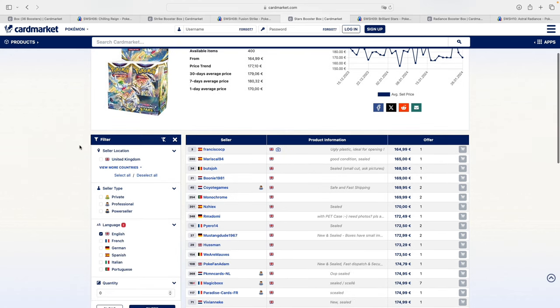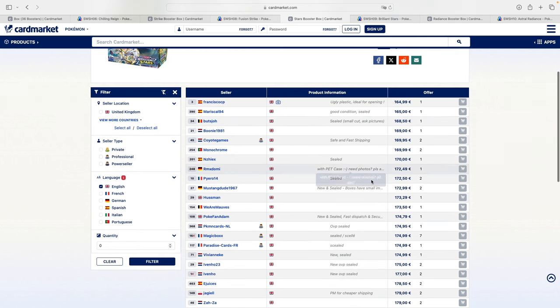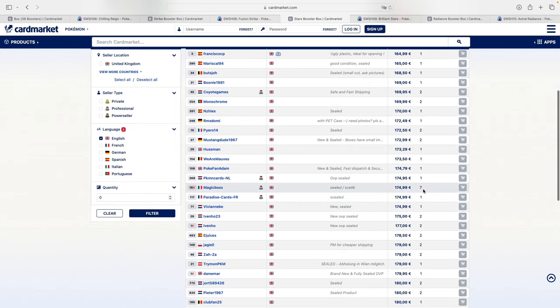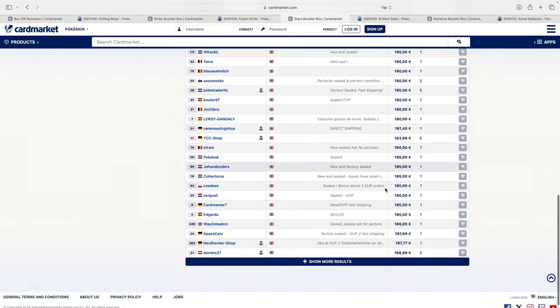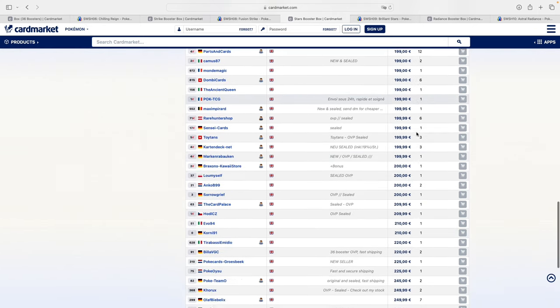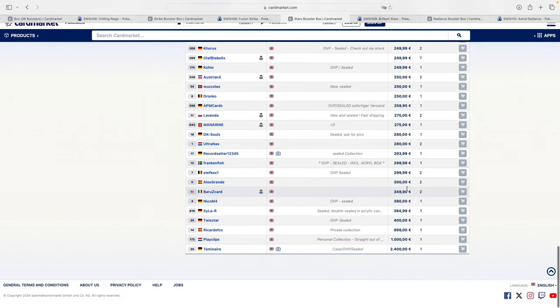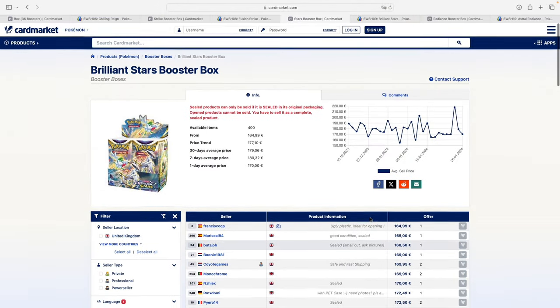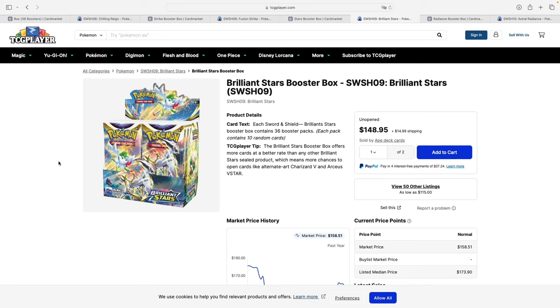So here on Brilliant, the lowest listed is 165 euros. Again, the seller says it, being honest, ugly plastic, so it's not really the mintest of boxes, and they do sell for, as you can see here, 130, 125 euros. We do have some volume here, 7 boxes at 175 euros, and if we scroll down again, there's another seller with 12 boxes, and then there are no other large sellers, such as what we've seen with Chilling Reign.